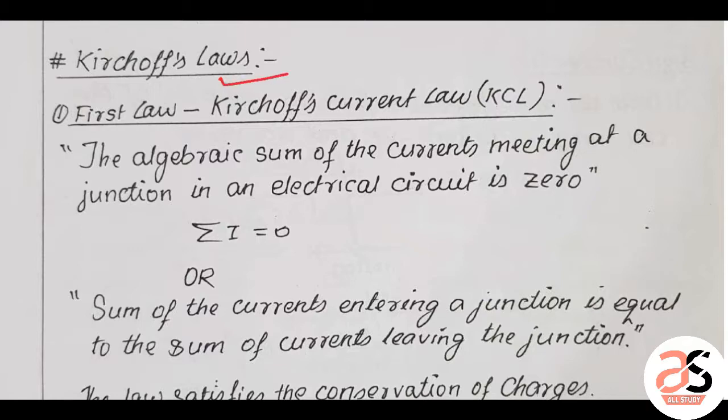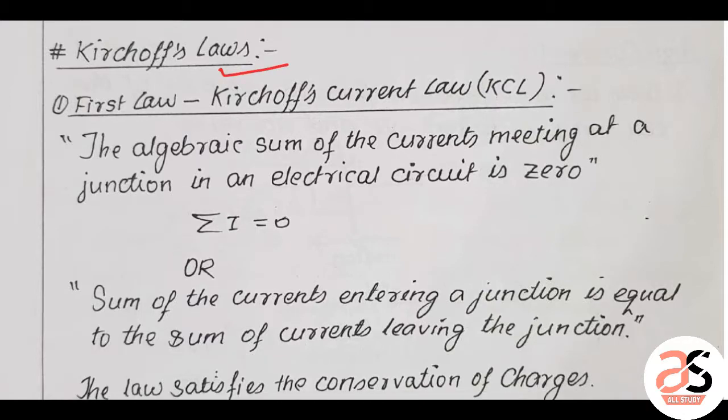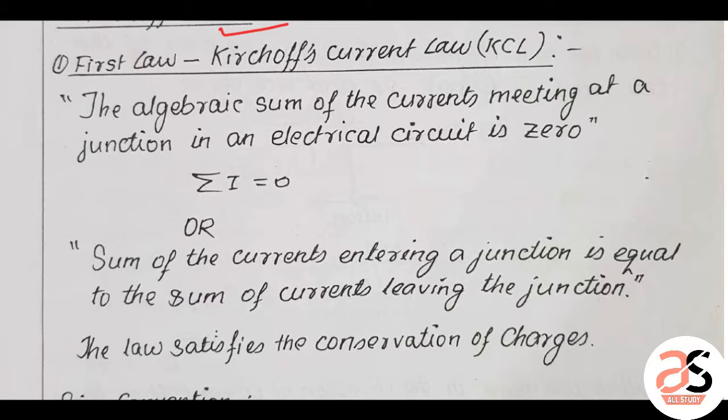Kirchhoff's law. Now the first law is Kirchhoff's current law. The algebraic sum of currents meeting at a point or junction in an electric circuit is 0. So the summation of current is 0.